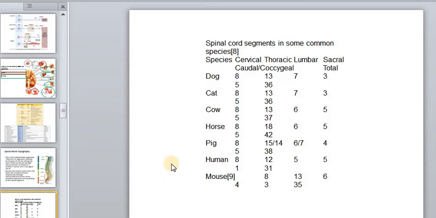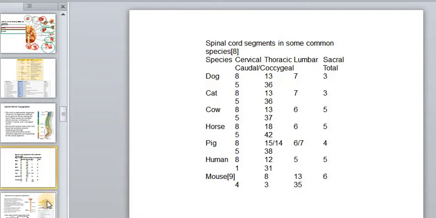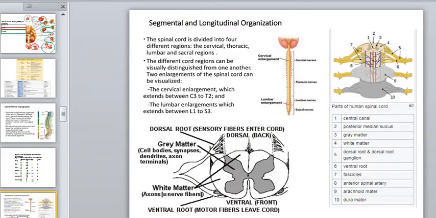On this slide I found the spinal cord segments in some common species. You see dog, cat, cow, horse, as you know from the course of anatomy. A segment of the spinal cord is located in a vertebra. Soon we will study the spinal cord, but for now we are only interested in processes, roots. Each segment has its own structure, and we will discuss it now.